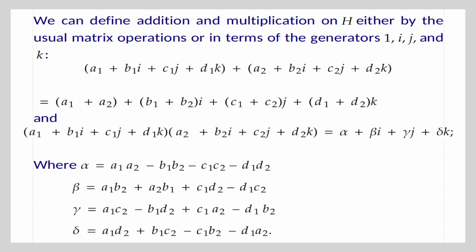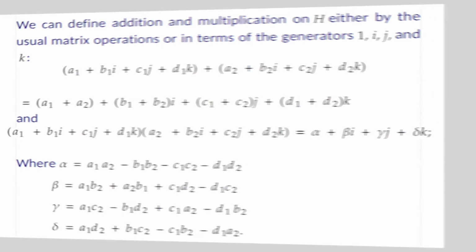(A1 plus B1 i plus C1 j plus D1 k) plus (A2 plus B2 i plus C2 j plus D2 k) equal to (A1 plus A2) plus (B1 plus B2) i plus (C1 plus C2) j plus (D1 plus D2) k, and (A1 plus B1 i plus C1 j plus D1 k) into (A2 plus B2 i plus C2 j plus D2 k) equal to alpha plus beta i plus gamma j plus delta k, where alpha equal to A1 A2 minus B1 B2 minus C1 C2 minus D1 D2, beta equal to A1 B2 plus A2 B1 plus C1 D2 minus D1 C2, gamma equal to A1 C2 plus B1 C2 minus C1 B2 plus D1 A2, and delta equal to A1 D2 plus B1 C2 minus C1 B2 plus D1 A2.